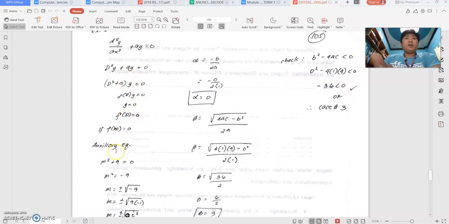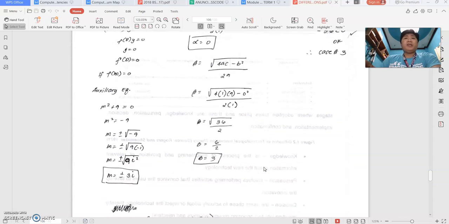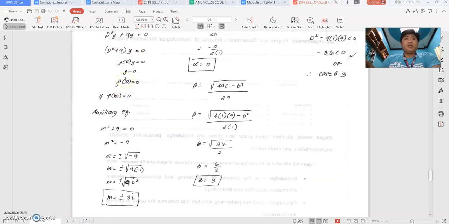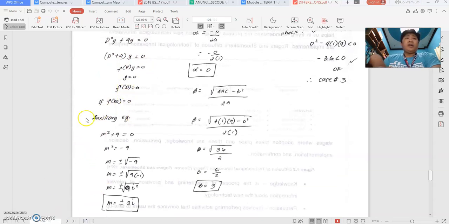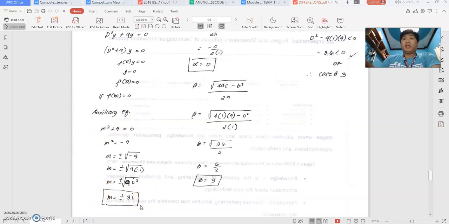Case number 3 is actually very simple. It is very important now to get the alpha and beta. When you know your alpha and beta, you can go directly to the general solution. Here I'm just telling you how you will get your auxiliary equation, if needed. The same process as in case number 2, then you will get the roots, and you will know that the roots are imaginary.